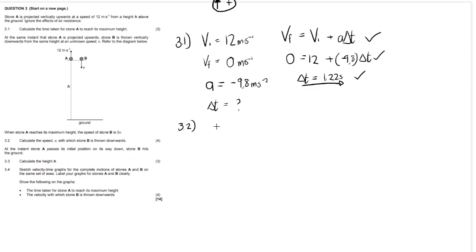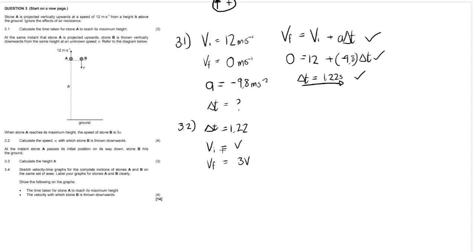Now let's have a look. We're focusing on stone B. Do we know the change in time that they were talking about? Yes, it was 1.22 seconds. The same time that stone A reaches its maximum height. Stone B has a velocity of 3v. Okay, important one. Now let's have a look. Do we have initial velocity? They said initial velocity. We don't necessarily have the value, but we know it is a value of v. And our final velocity is a value of 3v.